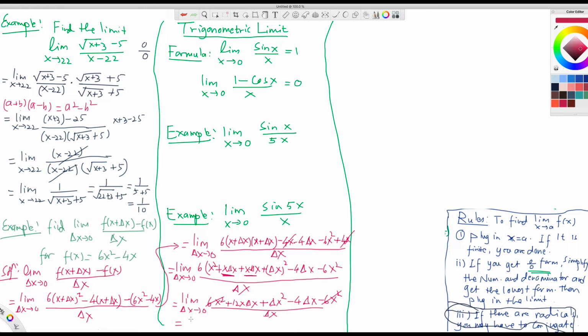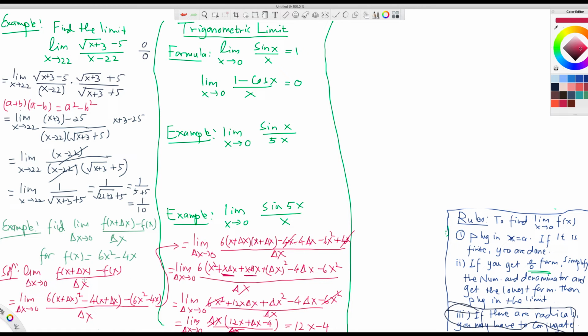Now, what is left here is 12x delta x plus delta x square minus 4 delta x. Now, let's take delta x out. Limit delta x tends to 0. I want to take delta x out. What is left is 12x plus delta x minus 4 divided by delta x. You cancel that delta x and delta x, and when you take the delta x tends to 0, that will be 0 as well. So what is left is 12x minus 4. You don't need to write the limit because you plug in that delta x tends to 0 here. So 12x minus 4 is the final answer for this.